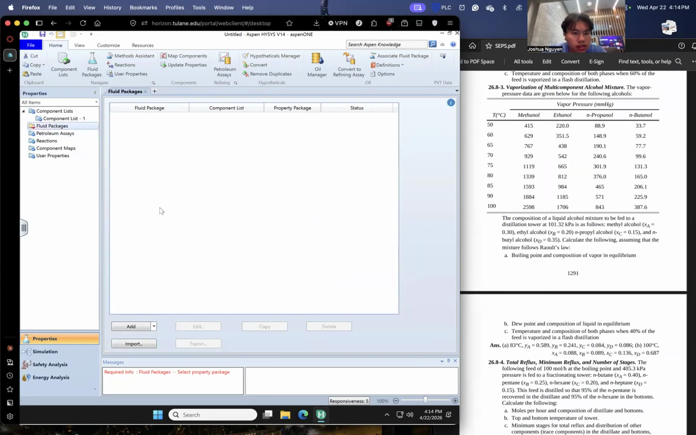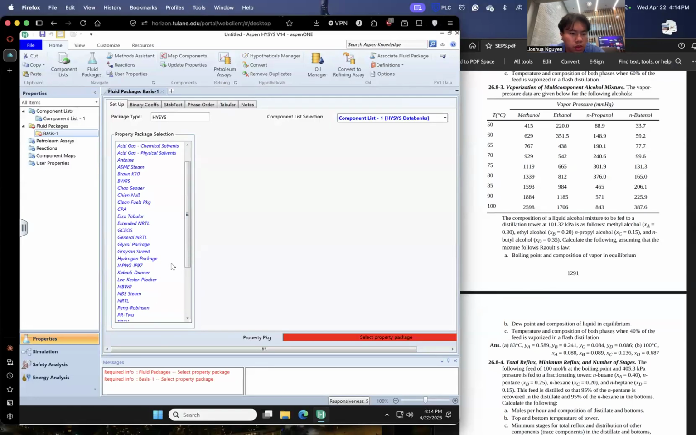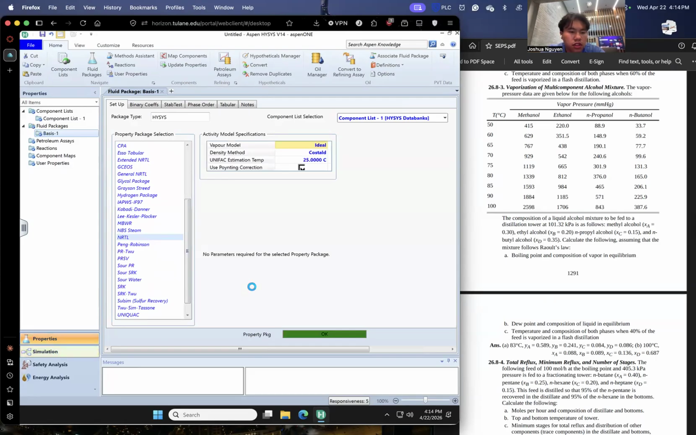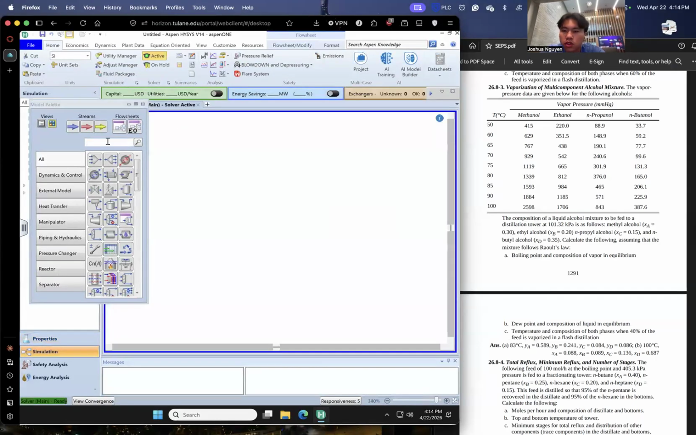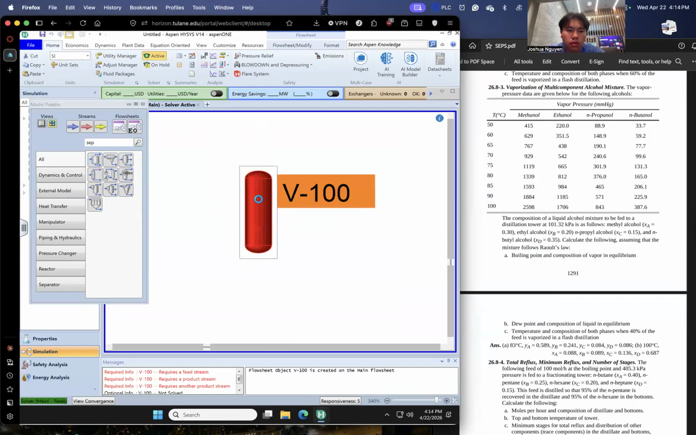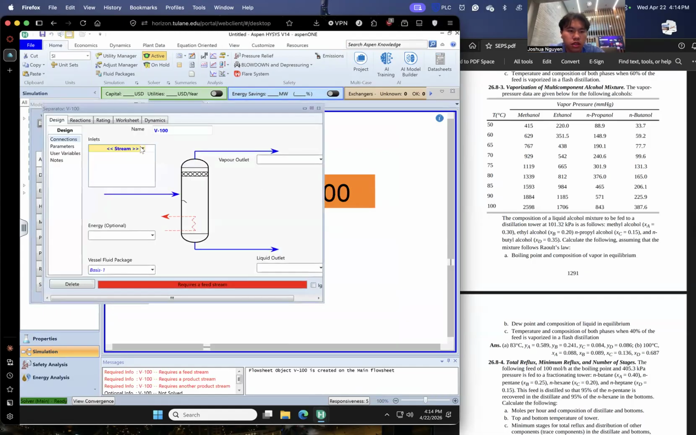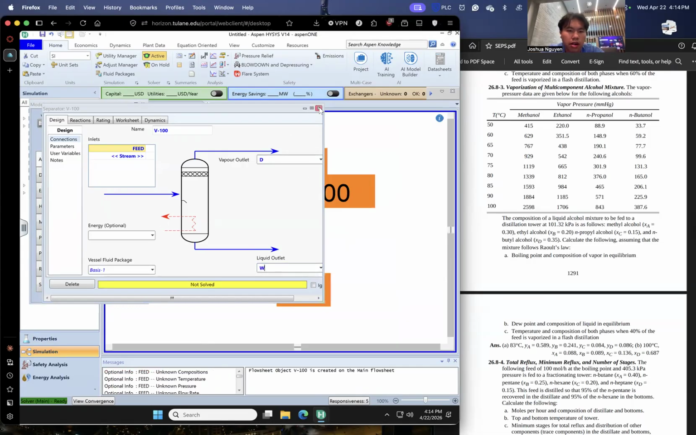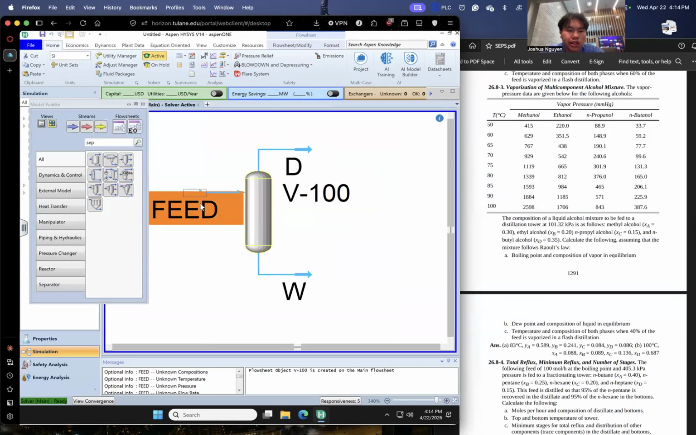Then again, we're going to select probably NRTL. This one, let's go to the simulation. So we need to use a separator for this first one. And we're gonna put on the feed string. And again, just a little waste. I'm gonna ignore the energy string for now.